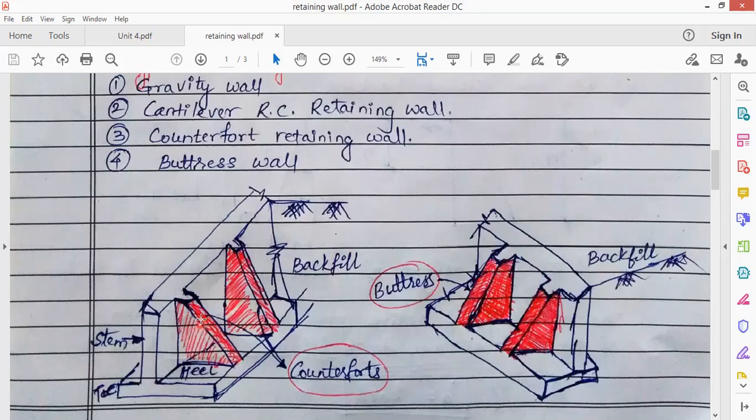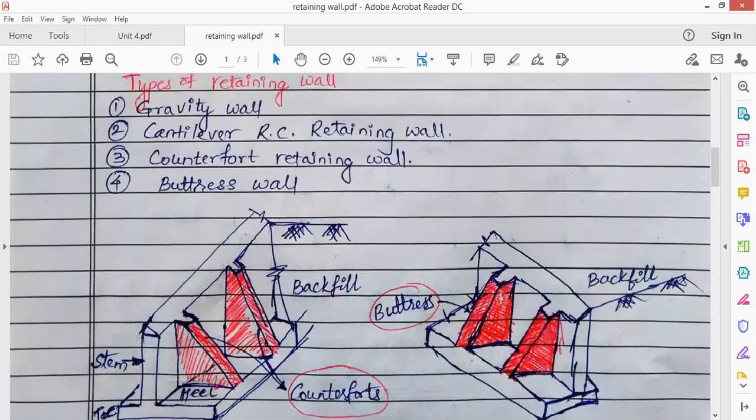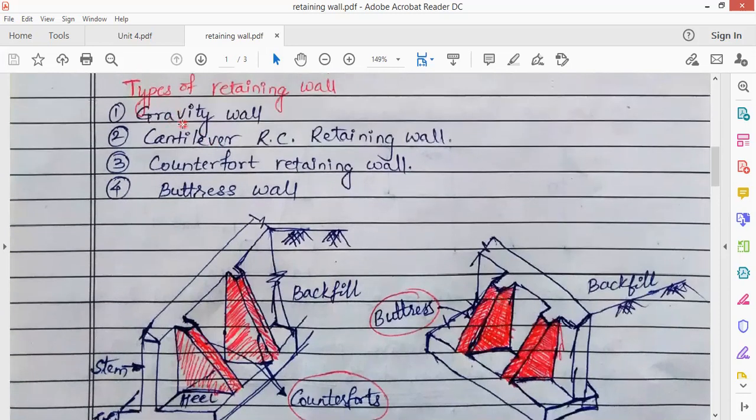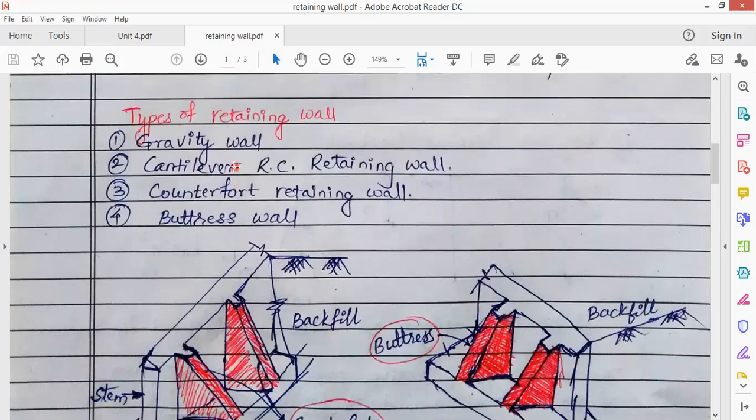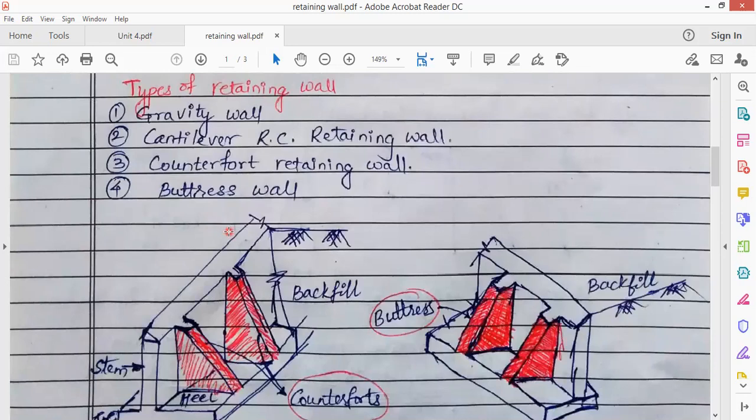So in the counterfort, this vertical wall will be constructed towards the backfill, and if it is constructed opposite to the backfill, then it is called as buttress wall. And a first basic type of retaining wall is the gravity wall. That is the construction of a thick wall along the length of the retaining material, that is earth. So these are the four different types of retaining walls. Out of these four, we are going to study only the cantilever RC retaining wall.